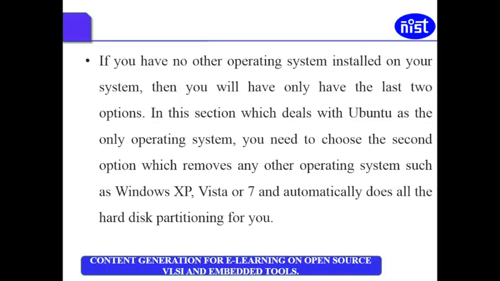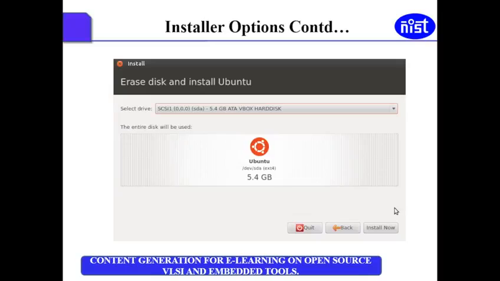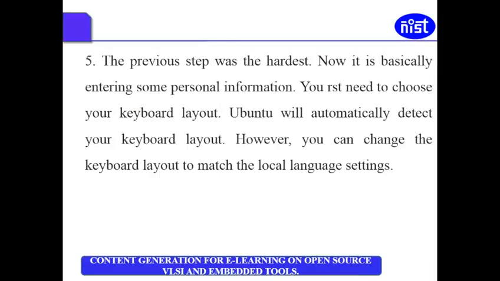Automatically done by the hard disk partition. And then you go to the install options, where you have the install type, like erase disk and install Ubuntu, and the next is something else. You'll choose the first one and then continue. Erase disk and install Ubuntu. You select the drive and then install now.